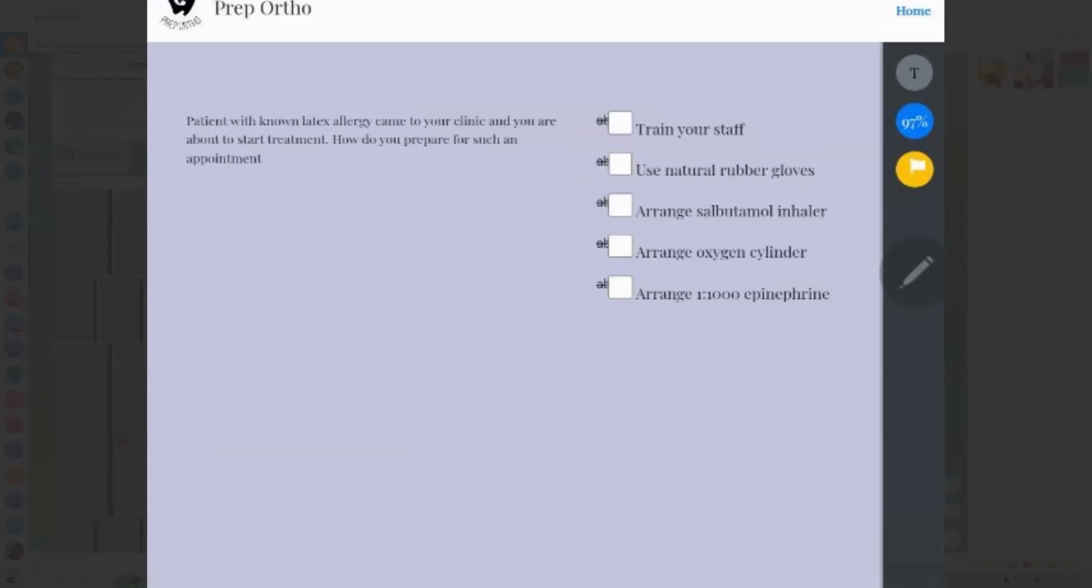A patient with latex allergy came to your clinic and you are about to start treatment. How do you prepare for such an appointment? Train your staff, yes. Use non-latex gloves, arrange salbutamol, arrange oxygen cylinder, arrange 1 in 1000 epinephrine or adrenaline. Latex allergy, you are about to start treatment. What do you prepare in such appointments?